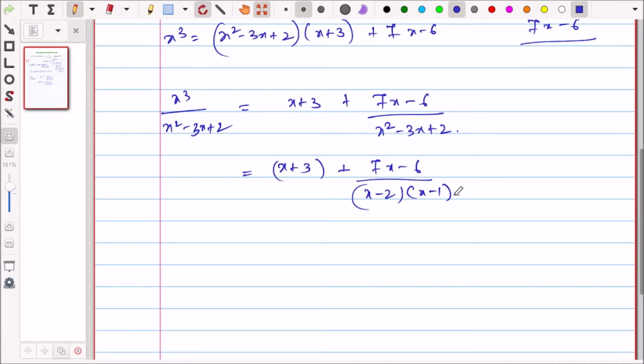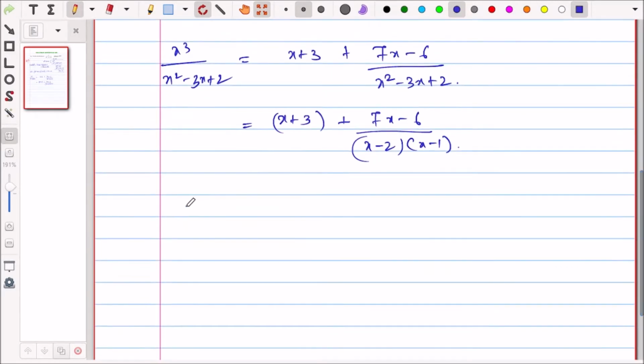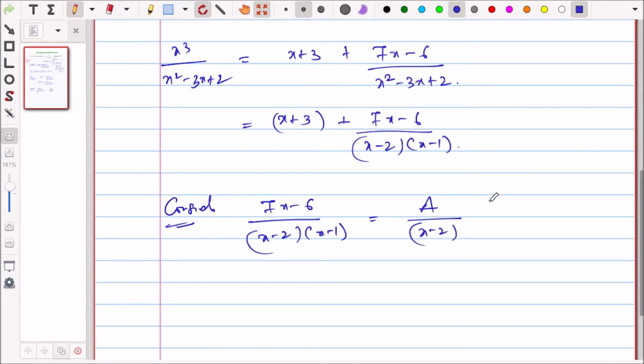Now we will use the partial fractions that you all did for integration. We will use that to get this into the form of something upon x minus 2 plus something upon x minus 1. So we will try to get it in that form. Consider 7x minus 6 upon x minus 2 times x minus 1. We can write it as a upon x minus 2 plus b upon x minus 1, right?